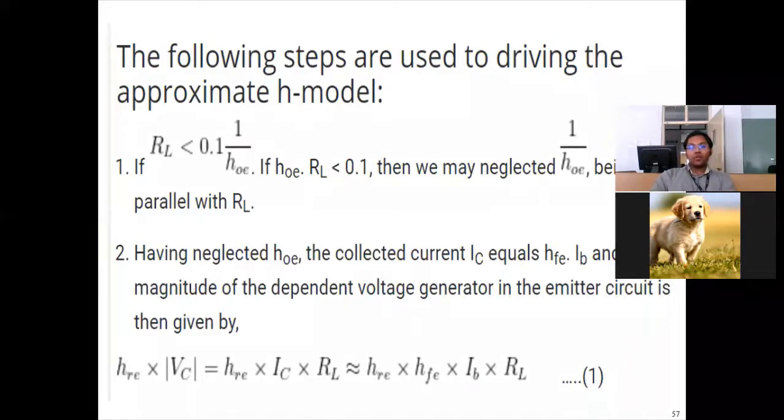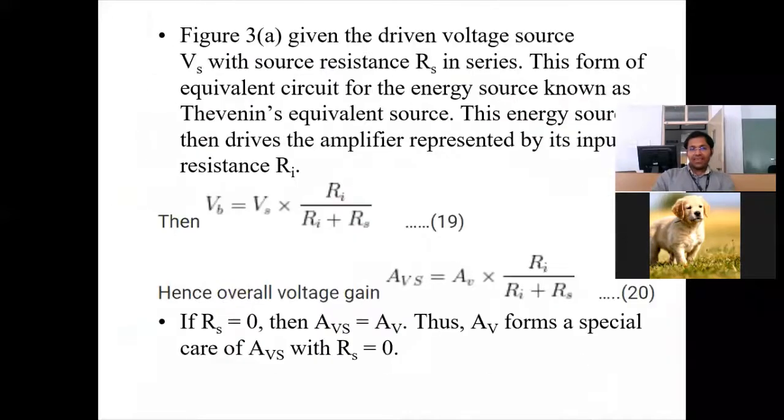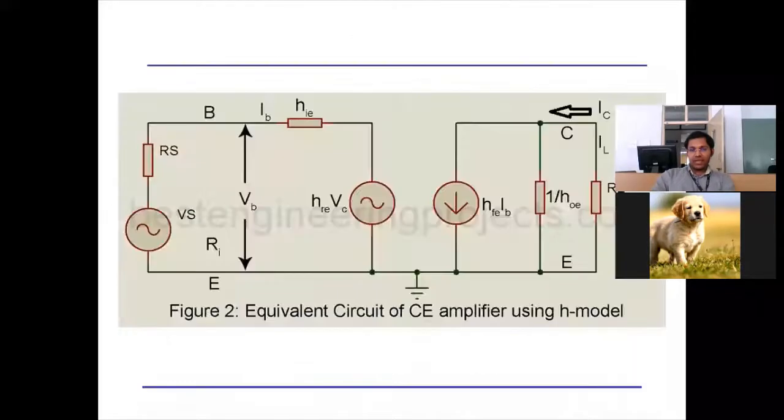Now let us go back to our previous circuit, the equivalent circuit. Here, there are two resistances. Now tell me, when can I neglect this value? When can I neglect 1 by hoe? If 1 by hoe is much greater than RL. Very good. If 1 by hoe is sufficiently greater than RL, then I can replace this by an open circuit.